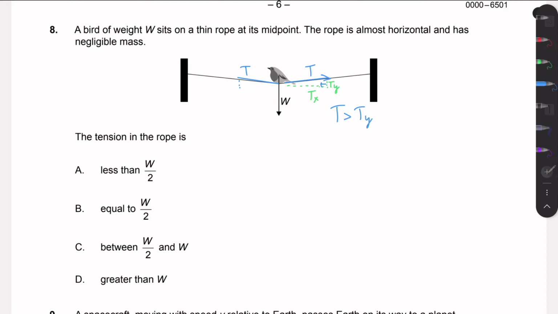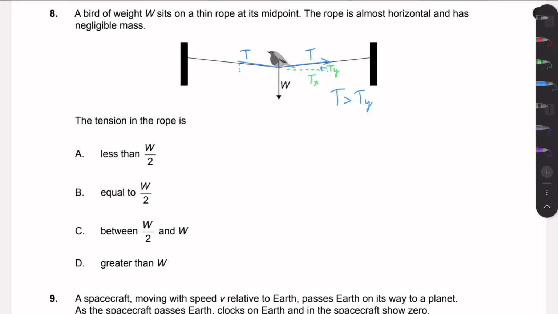As in a right angle triangle, we always have the hypotenuse the longest side. That's always how it works. Can't really be any other way. So the tension must be greater than W, as the two Ty components will just form W.